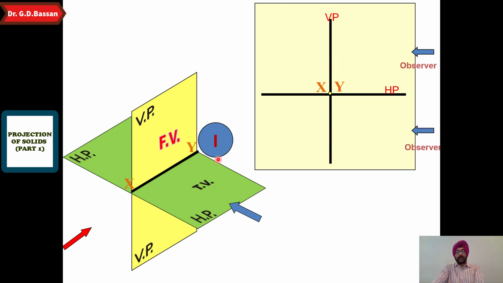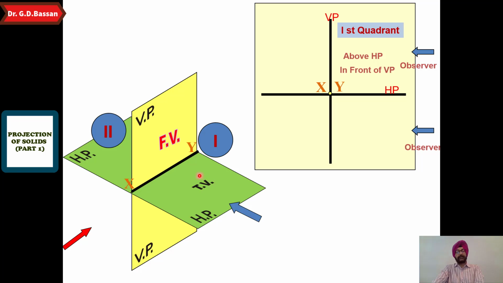Now in the first quadrant, what would be the position of an object with respect to the horizontal plane and the vertical plane? In the first quadrant, the object is above HP and in front of VP. So whenever the data says above HP and in front of VP, that means the object has been kept in the first quadrant.